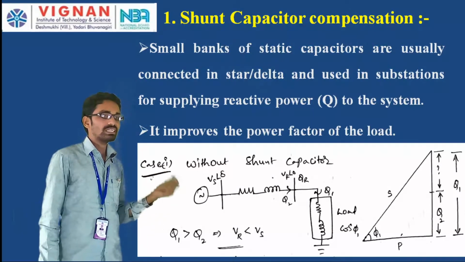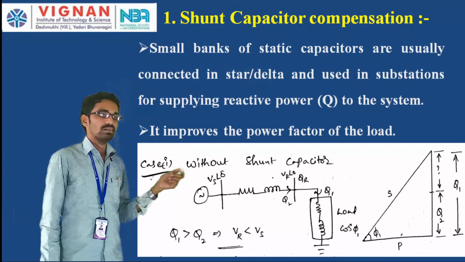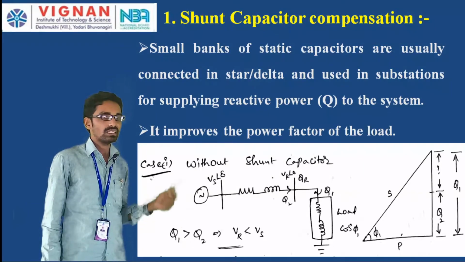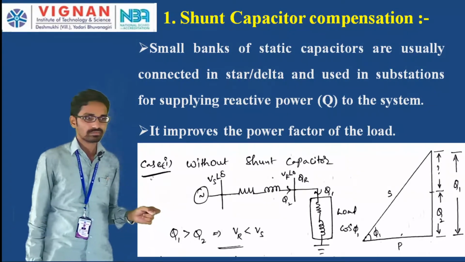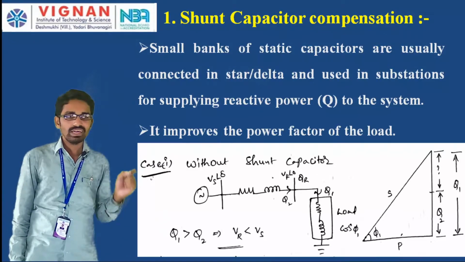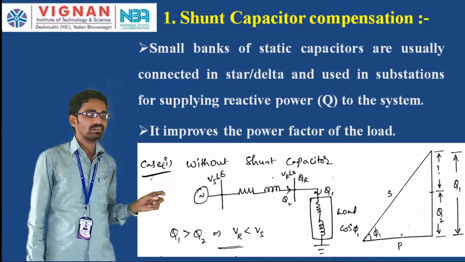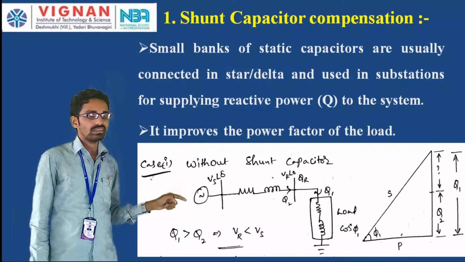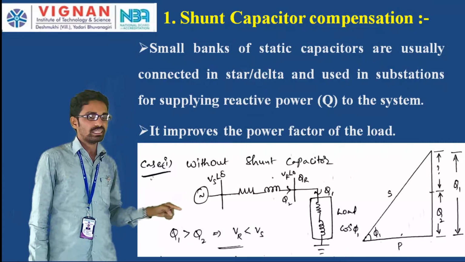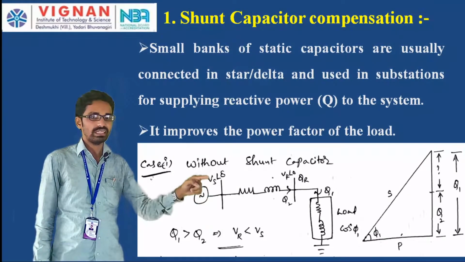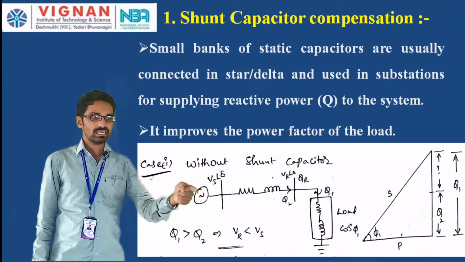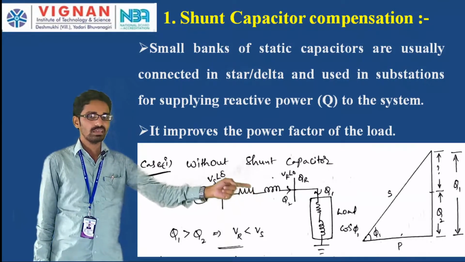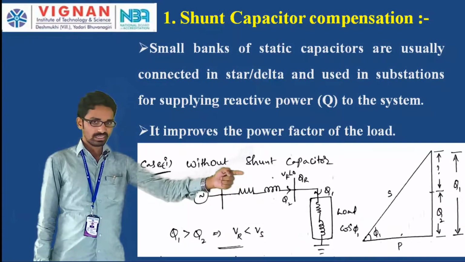Without shunt capacitor what happens? With shunt capacitor, how is the behavior of the system going to change? That is what we are going to see in this lecture. Here we are having the transmission line. Let us consider there is a generating station that generates a voltage of Vs, and there is a sending end, that is the sending end voltage Vs at an angle delta, and you are having the transmission line. This transmission line has some impedance, and then you are having the receiving end.